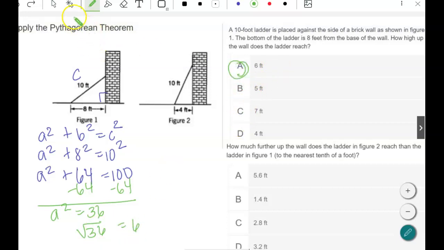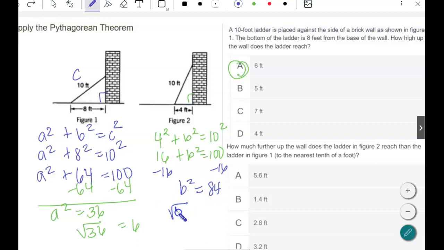This is A. The next one, how much further up the wall does the ladder in figure 2 reach than the ladder in figure 1? So again, you're going to have to do the Pythagorean theorem, but then you've got one extra step. So this time we can do 4 squared, doesn't matter, plus B squared is equal to 10 squared. 4 squared is 16. Then you're going to isolate that variable, so subtract 16. And then B squared is equal to 84. And you have to do the square root of 84.